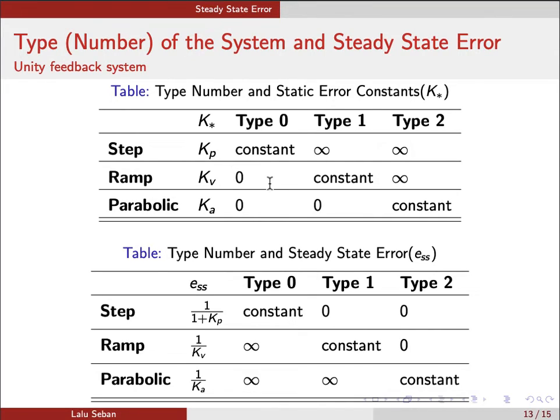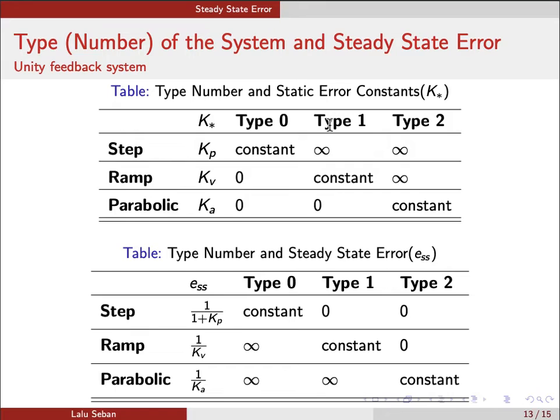Now for type 0 system, Kv and Ka value will also be equal to 0. You can go back and just compare. Now for type number and steady state error: for step input, the steady state error is 1 by 1 plus Kp. For ramp input it is 1 by Kv. For parabolic input it is 1 by Ka. Since you have the previous table, calculating the steady state error is very easy. Kp is constant here, so 1 by 1 plus Kp will again be constant.